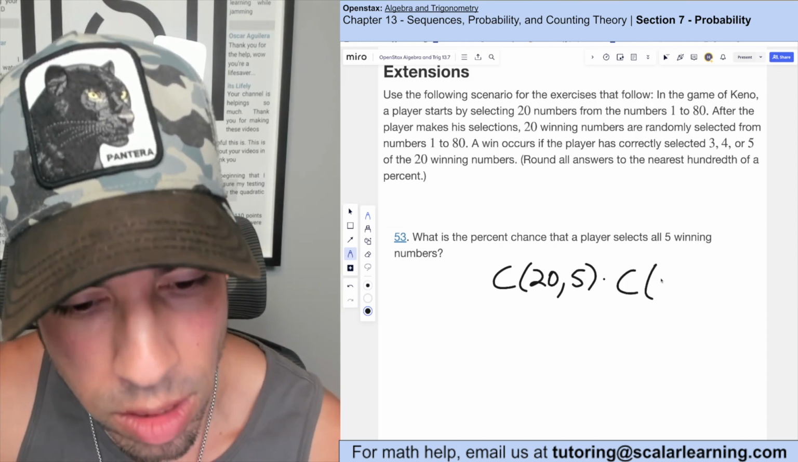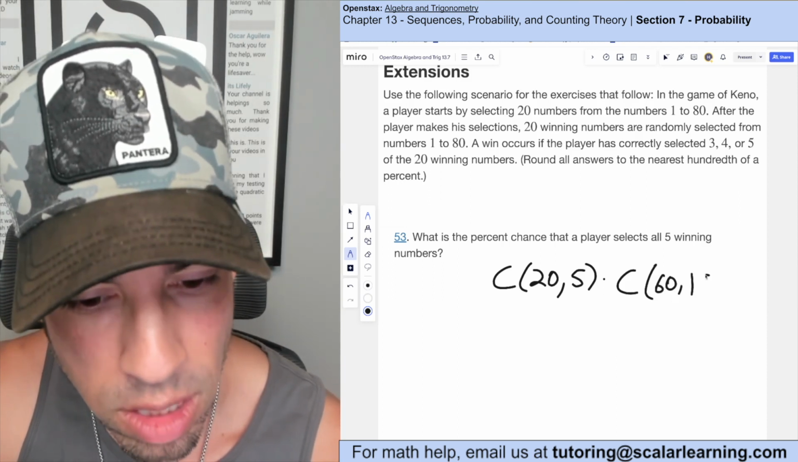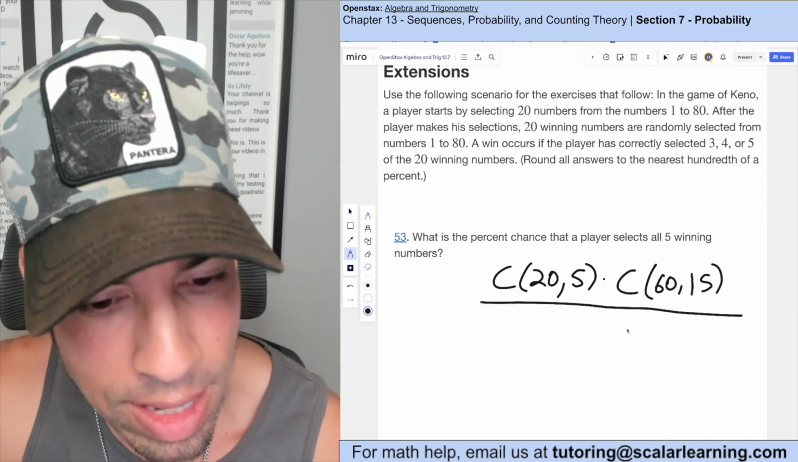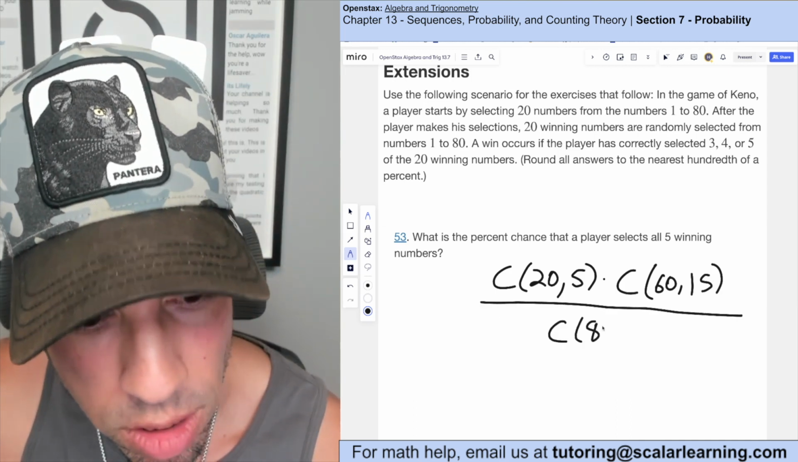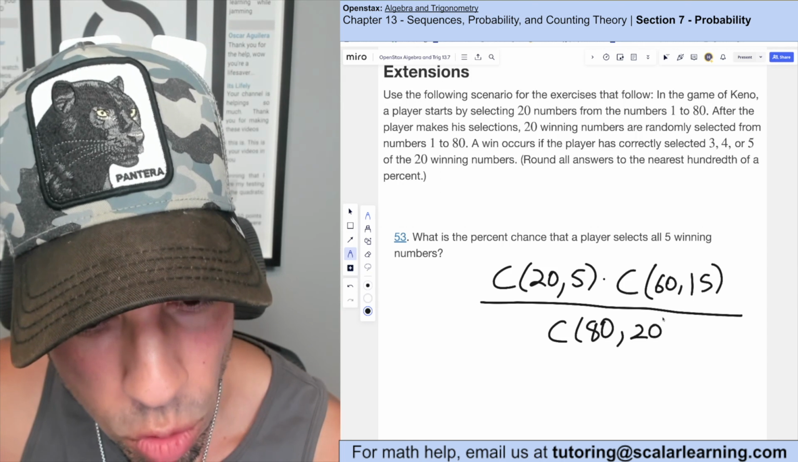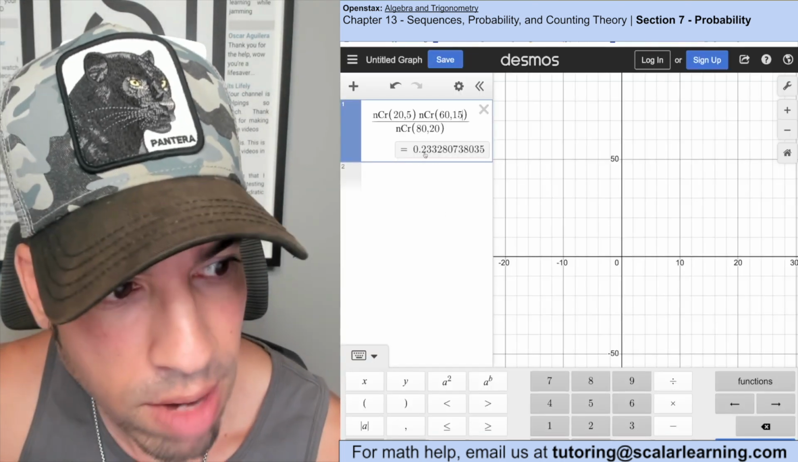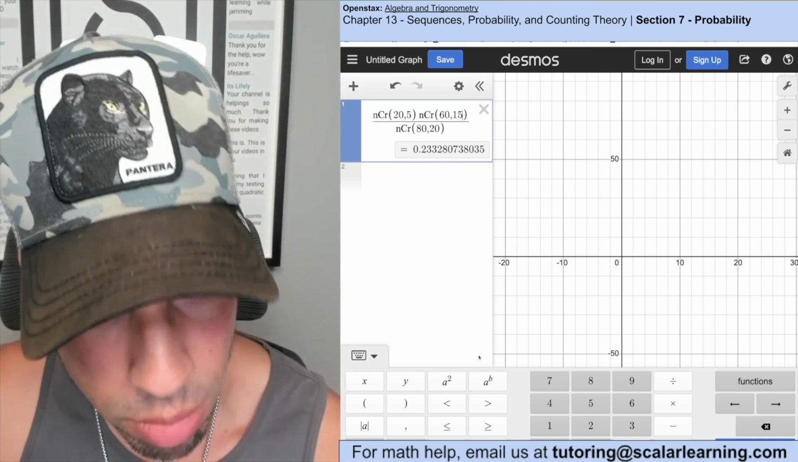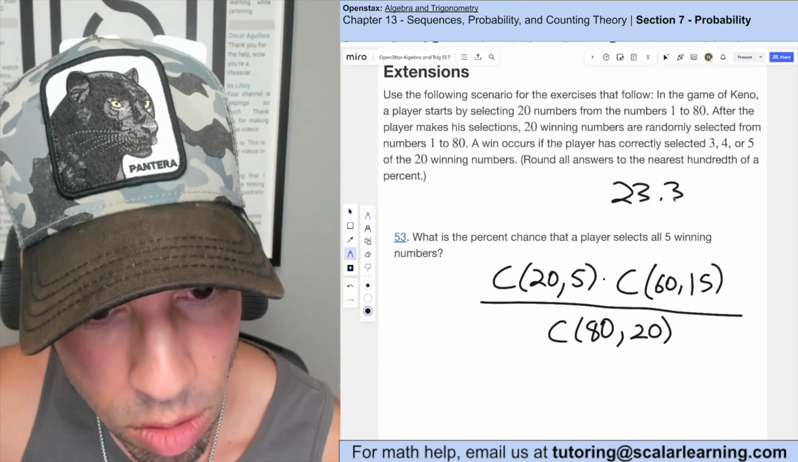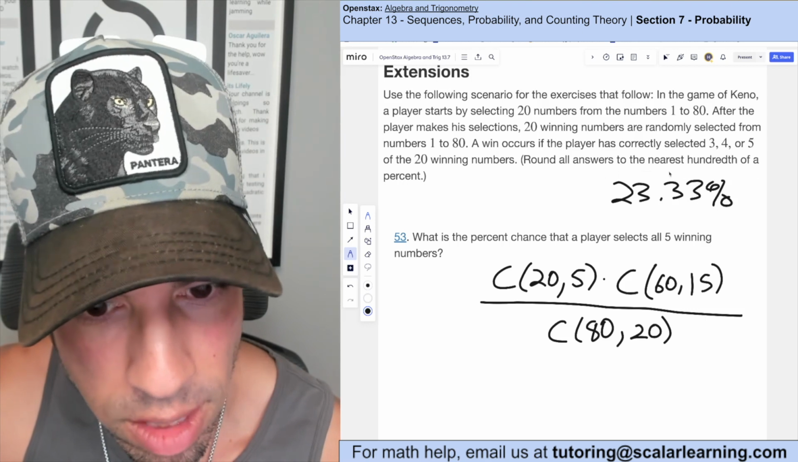And how many non-winning numbers do we have? 60. So 60, and then we're selecting 15. And again, this is divided by our total, which is 80 numbers, choose 20. Let's evaluate that in Desmos. And here we have our probability of selecting all 5. It's 23.33%. That's how you do it.